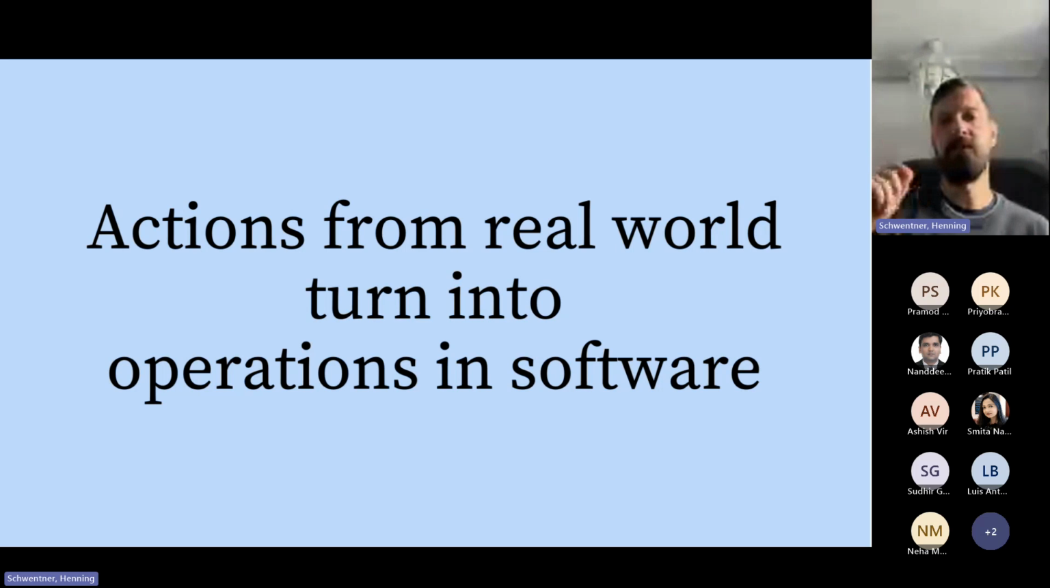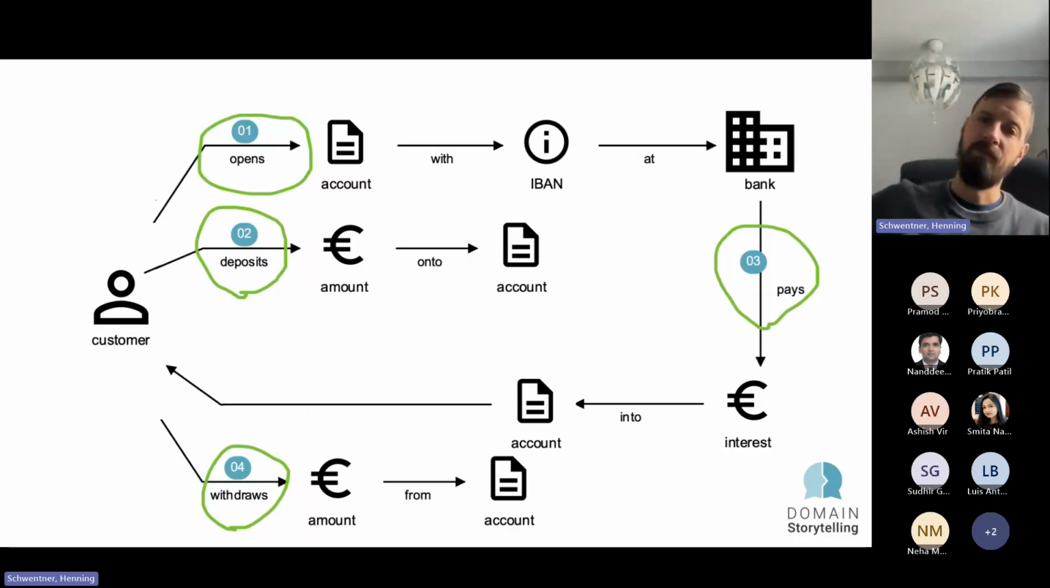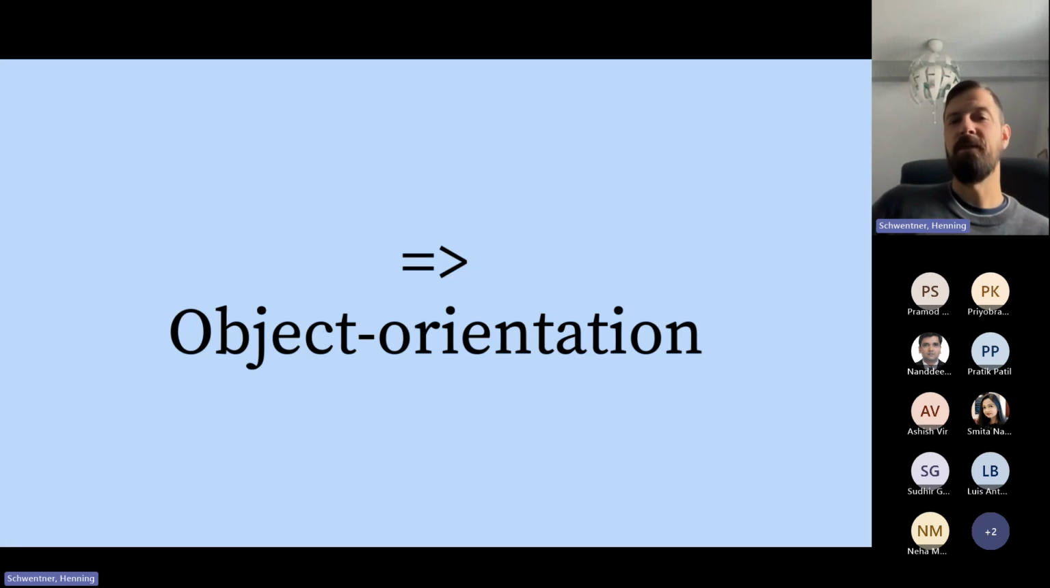What are actions? In our example here, to open an account, to deposit an amount of money, to withdraw, to pay an interest, all these are actions. And what you can see here, these are all verbs. Actions, activities are typically verbs. Objects are typically nouns. So these basic rules of thumb: we take the things, make objects out of them, we take the actions, we make methods out of them. That is the basic idea of object orientation.